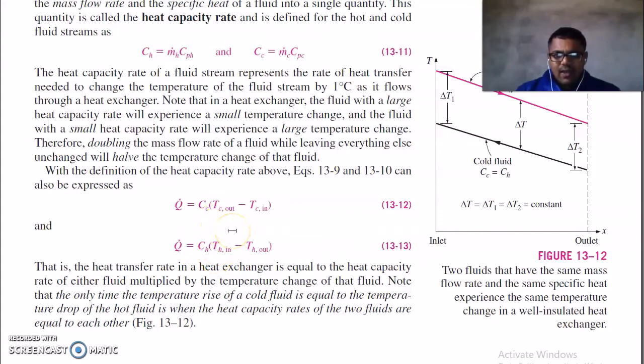Now check carefully: the heat transfer rate in a heat exchanger is equal to the heat capacity rate of either fluid multiplied by the temperature change of that fluid. Note that the temperature rise of the cold fluid is equal to the temperature drop of the hot fluid only when the heat capacity rates of the two fluids are equal. That means if the heat capacities of those two fluids are equal, the change in temperature of the cold fluid must be equal to the change in temperature of the hot fluid.